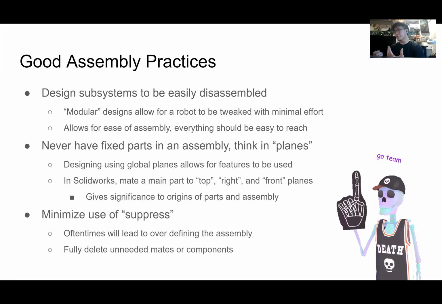Basically, in SolidWorks at least, once you start an assembly and import a part, it'll be fixed. I try to minimize as much as I can how many fixed parts I have in an assembly. Because if you think in planes, then you could use features like mirror or linear pattern, or a lot of different features that would rely on planes that you wouldn't have access to if you didn't align the origin of your part to the origin of the assembly.